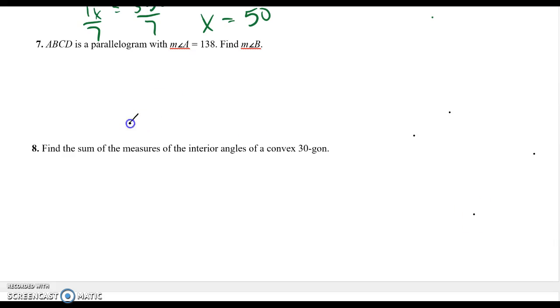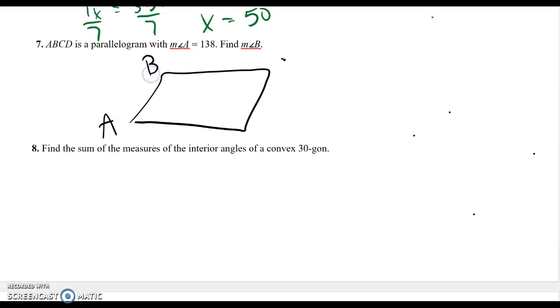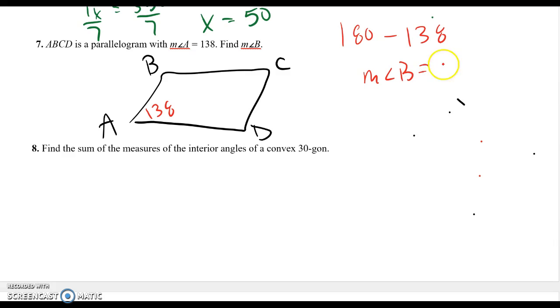So now again, let me draw my figure. It's a parallelogram, or we're going to act like it is at least. A, B, C, D. And then we're told that angle A is 138. Well, angle B, no matter how you label it, will be right next to angle A. So they're consecutive angles, and we learned that consecutive angles in a parallelogram are supplementary, or they add to be 180. So if we want to find B, all we need to do is 180 minus 138, and we'll find the measure of angle B is 42.